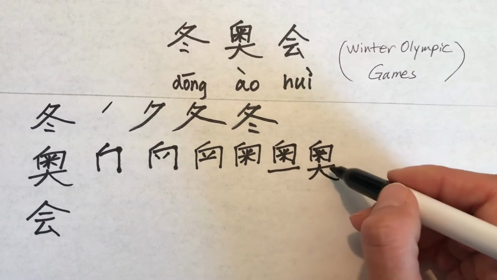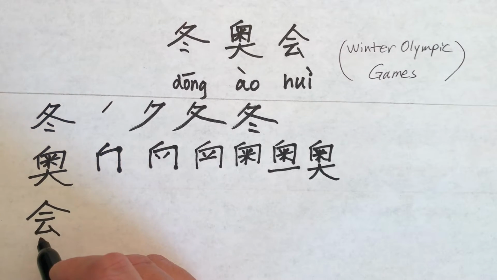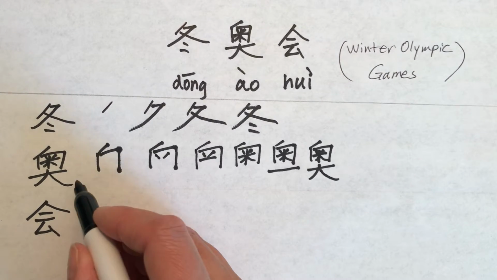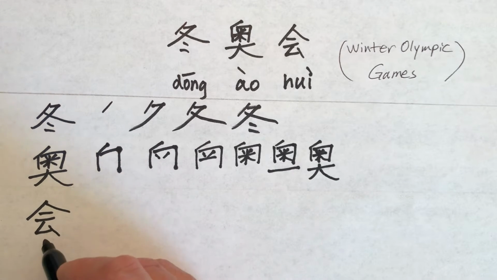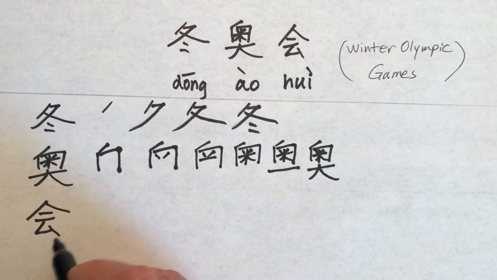Olympic Games, the ao. Hui. Hui, it means game, Olympic game, and also it could mean meeting and get together. Hui.